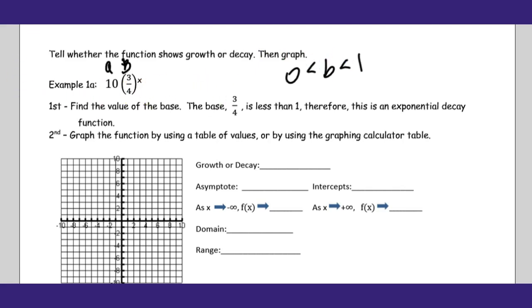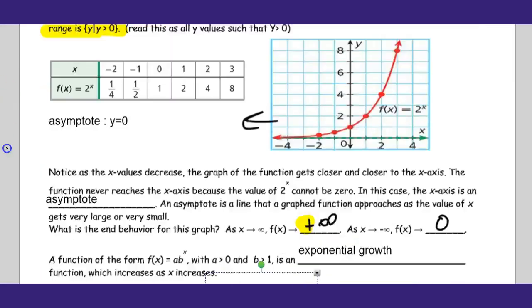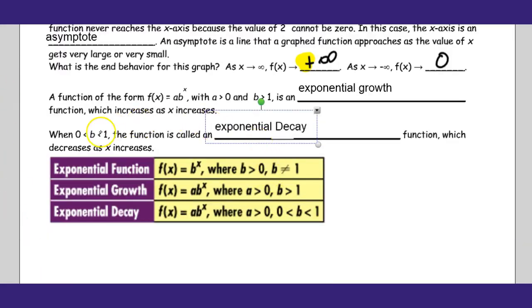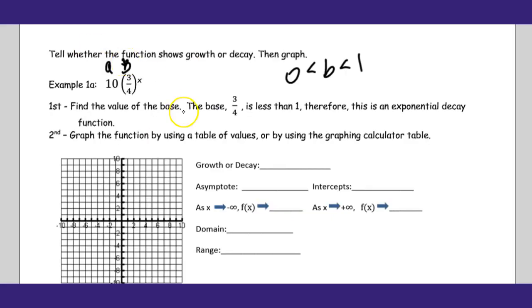Let's go back to the notes on the front, growth and decay. When b is less than 1 and greater than 0, you have an exponential decay. So let's go back over here. We have a decay. It says, find the value of the base.